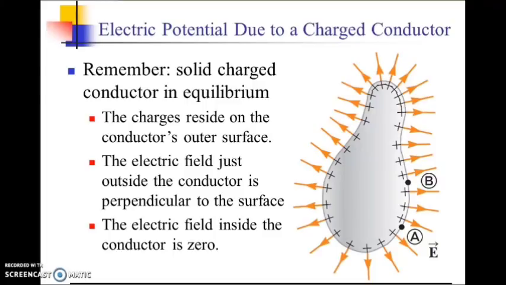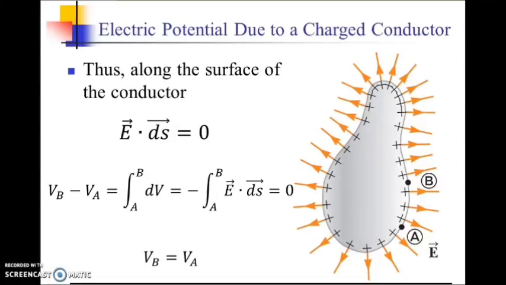So what are the implications of these things on the electric potential? Well, let's look at the electric field on the surface of the conductor. If the electric field on the surface is perpendicular to the surface, mathematically this means that the dot product of the electric field and ds vectors is equal to 0 everywhere on the surface, because the two vectors are perpendicular. Electric field is perpendicular to the surface, ds is parallel to the surface. So the dot product of them is equal to 0.